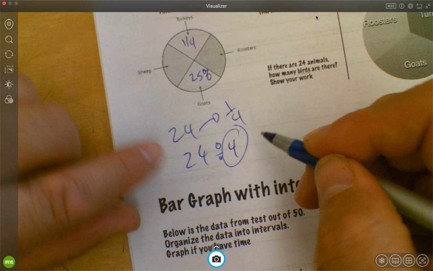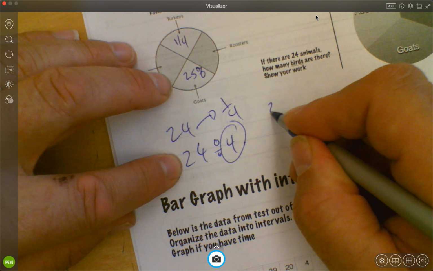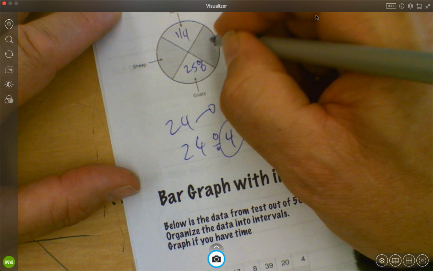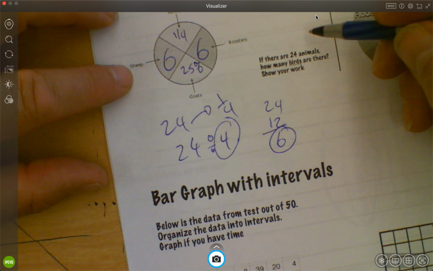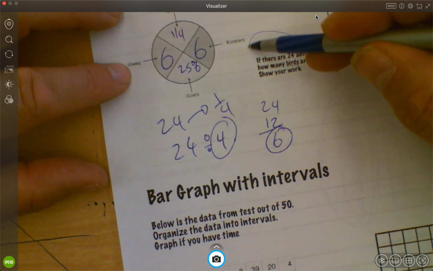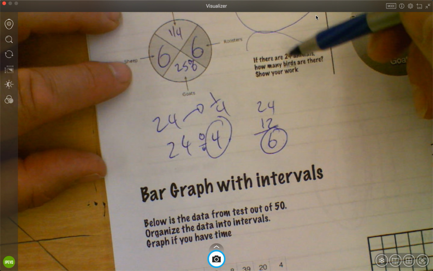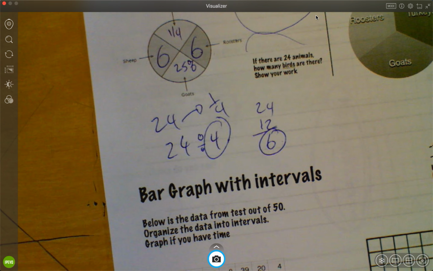For divided by 4, a really quick way in my head is I cut something in half. So 24, I'd cut it in half to 12, and I'd cut that in half, and that would give me 6. So if you cut half in half, you'll end up with 1/4. So there's my 6. Each one of these really represents 6 actual animals. So when they're asking how many turkeys are there? Well, there's 6. How many birds? I've got to do turkeys and roosters, so that would be 12 animals altogether.